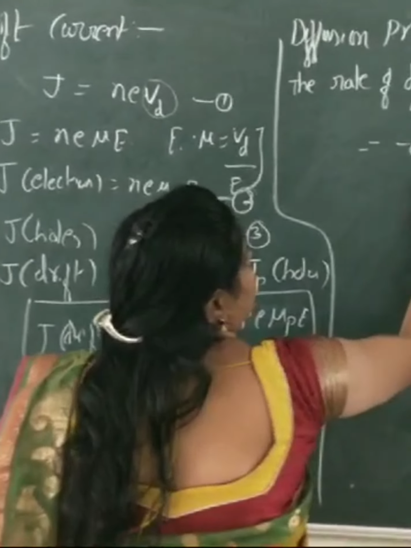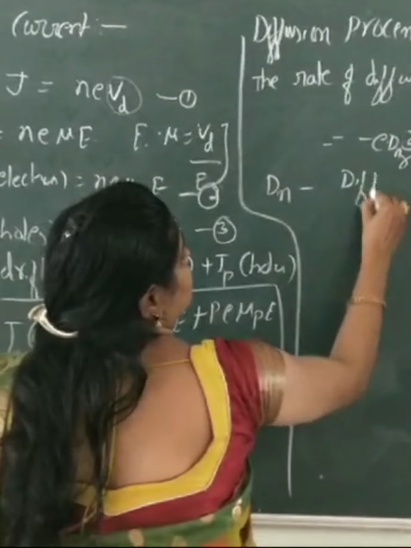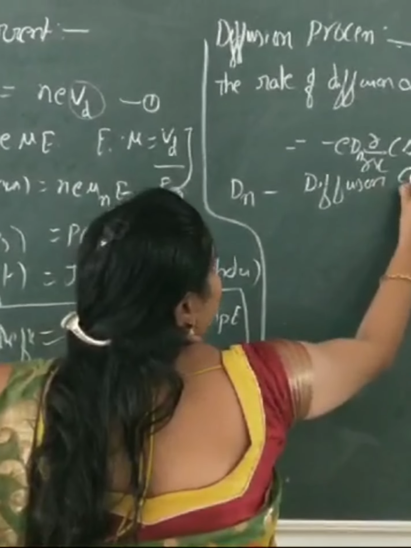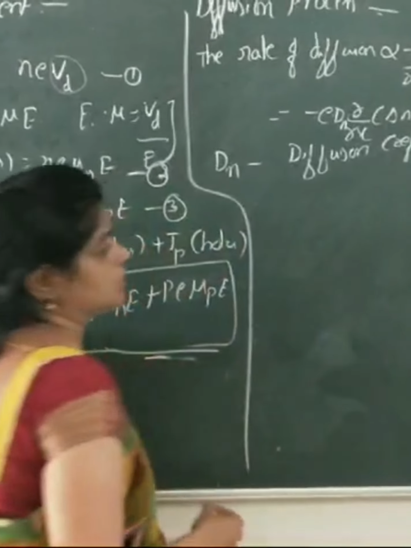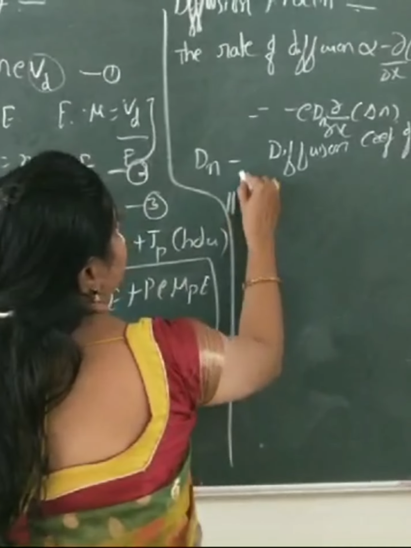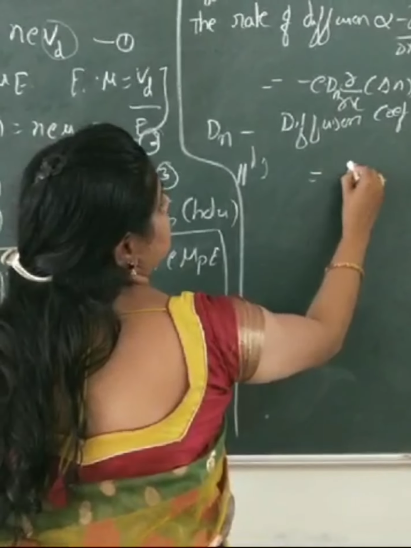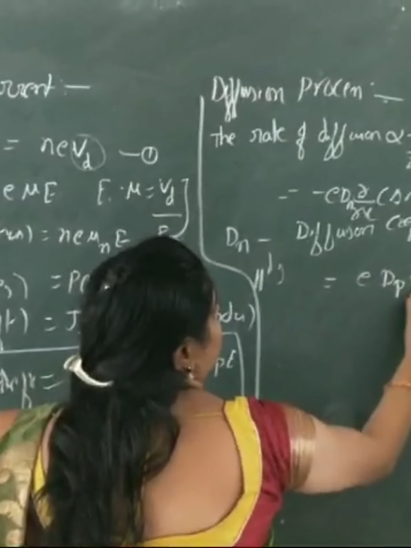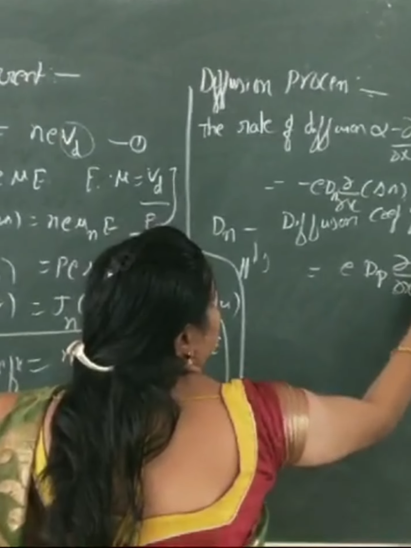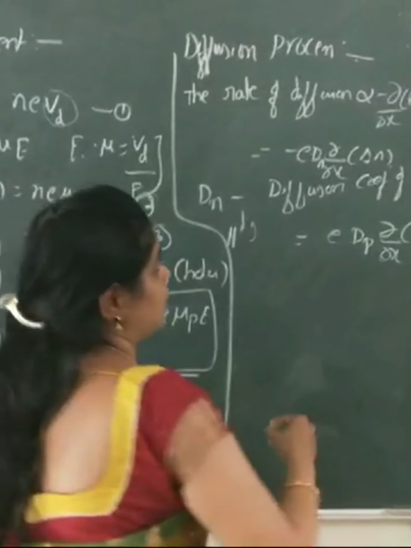Here Dn means the diffusion coefficient of electrons. Similarly, the rate of diffusion due to holes equals e into Dp into del by del x of delta p.